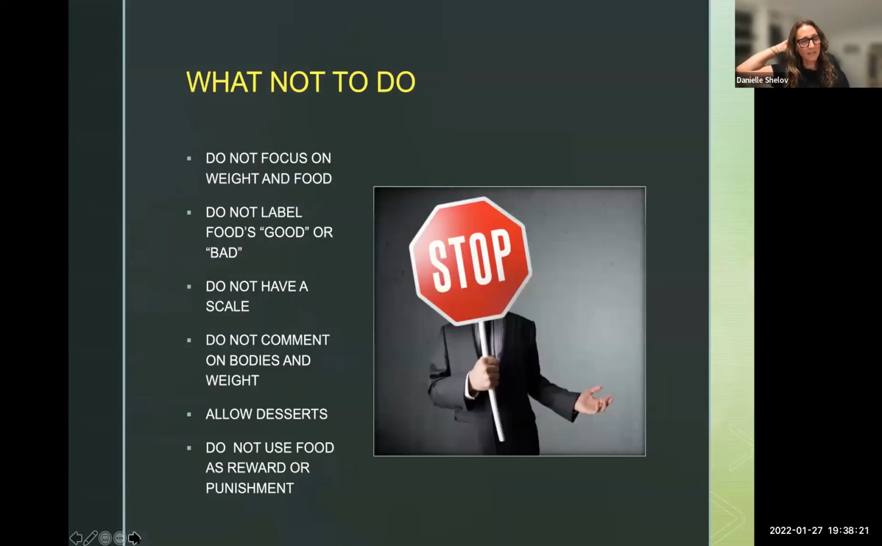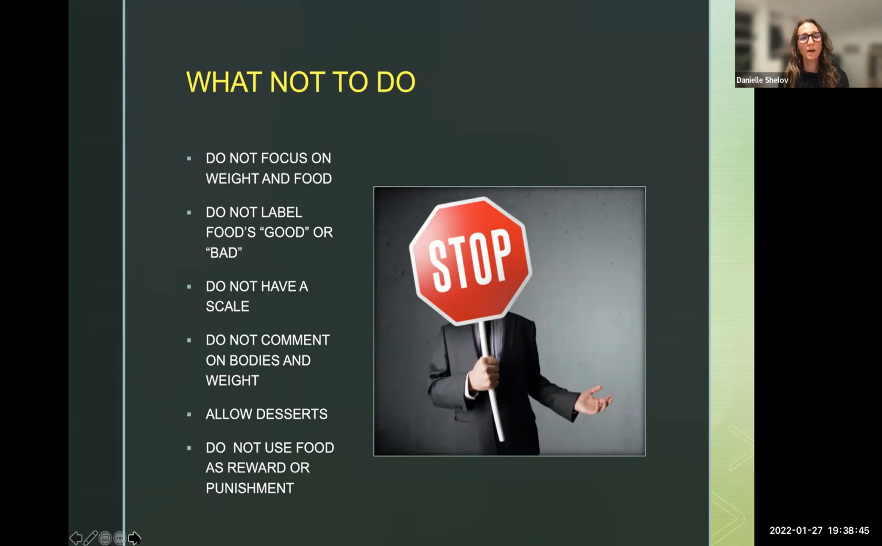So this is another massive question, right? What not to do. As parents, do not focus on weight and food. Do not label foods good or bad. Label things like, are you hungry for that? We do not want comments like, that's not good for you to eat.